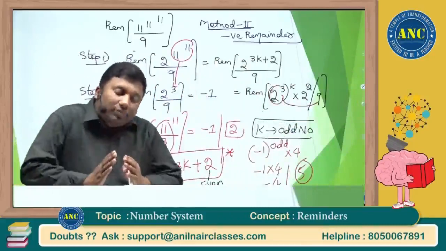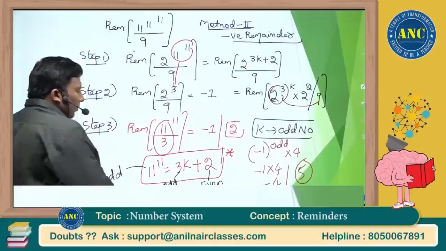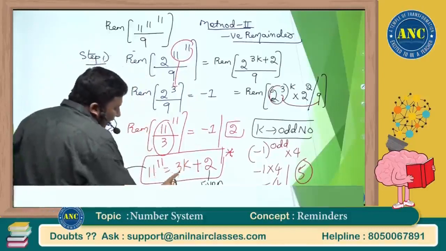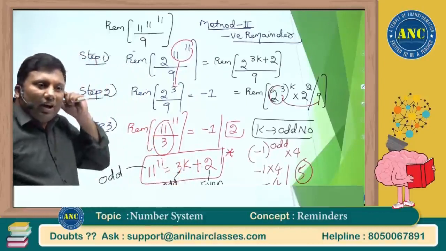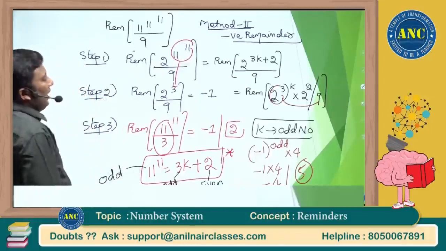The only difference between a negative remainder approach and a positive remainder approach is, in negative remainder problems, we need to find the value of K.